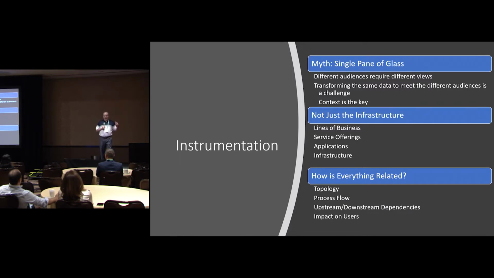The process flow. I have an application. What's the process flow through the application? What are the touch points that, if it goes down, will impact my users, will generate an incident? You have to understand those. A big one is the upstream, downstream dependencies. Understanding who relies on me and who do I rely on, and being able to pull those together. And then impact on the users. That's the bottom line for all of that we do, is that bottom line impact on users.